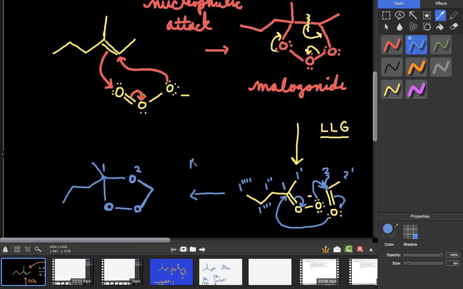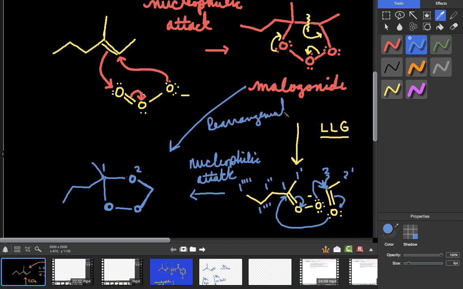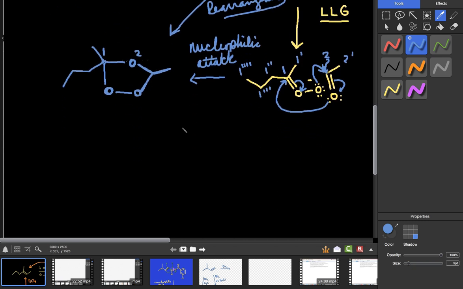Of course, this is nucleophilic attack again. But more important than that is if I look at the loss of leaving group step and the nucleophilic attack step, going from the malozonide to the ozonide, it's a net rearrangement. This is unique because it's not a carbocation. It's usually carbocations that rearrange. And of course, on carbon 2, there's also a methyl group. And again, this is called the ozonide.